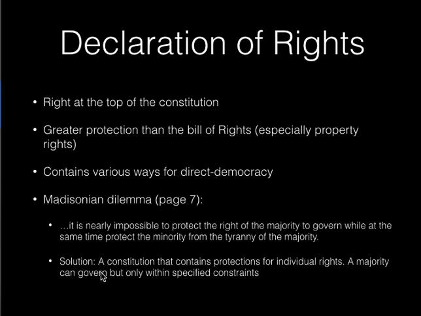Unless the solution is that we have a constitution that contains protections of individual rights. So if individual rights are that everyone has a right to work, then this majority of 51% cannot vote and say that women don't have the right to work, because it's within the individual rights. So a majority can govern, but only within specified constraints. It's a little deep thinking to understand that, but we'll talk more about this when we talk about civil liberties and civil rights.